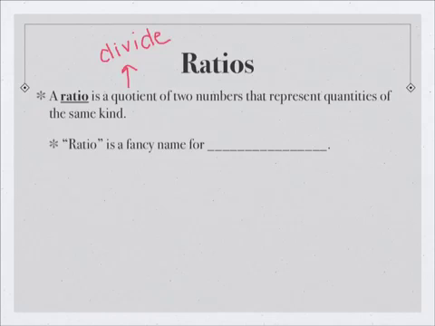A ratio compares two things that are the same types of things. If you were comparing things that were different, like miles and time, distance and time, which is speed, that's called a rate. If you're comparing things with two different units, that's a rate. If you're comparing things with the same unit, that's a ratio. And as you said, ratio is fancy for fraction, because a fraction is just a division problem, right?